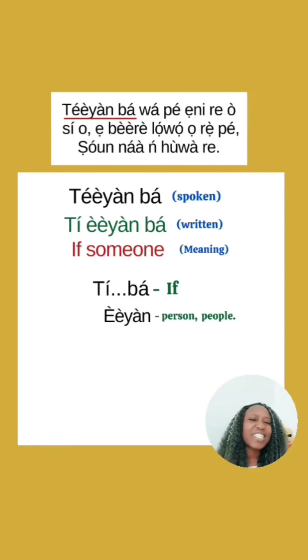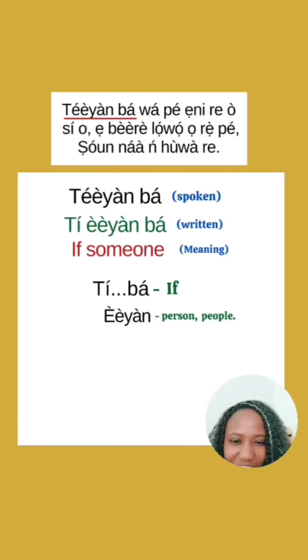If you said tí èèyàn bá when you're speaking, you're going to sound weird to a Yoruba person, like, tí èèyàn bá sọ pé, okay, what are you? It's not wrong, it's just weird. So when you're speaking, remember to say téèyàn bá, téèyàn bá. Thank you very much. Do you understand this one very well? Please do let me know.